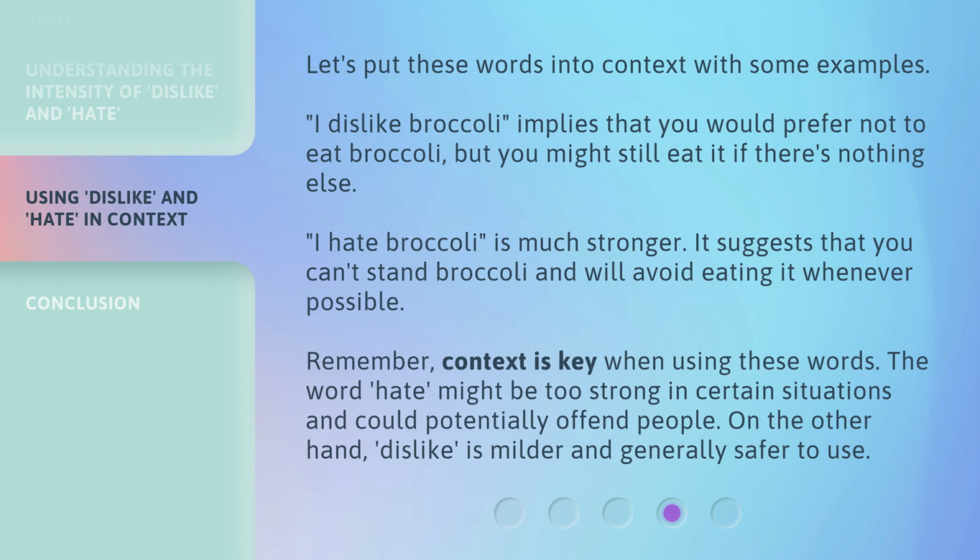Remember, context is key when using these words. The word hate might be too strong in certain situations and could potentially offend people. On the other hand, dislike is milder and generally safer to use.